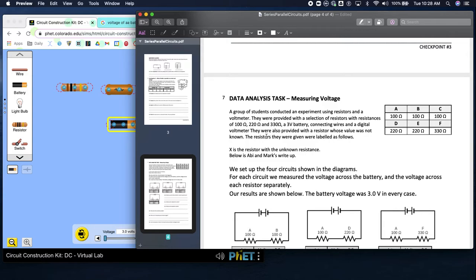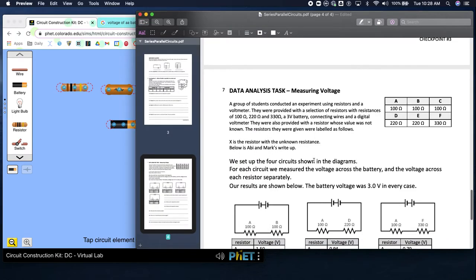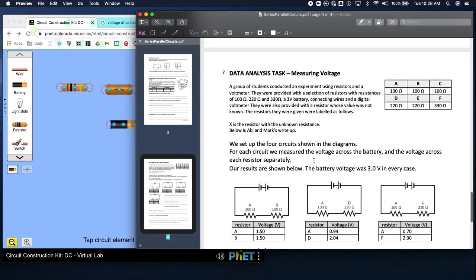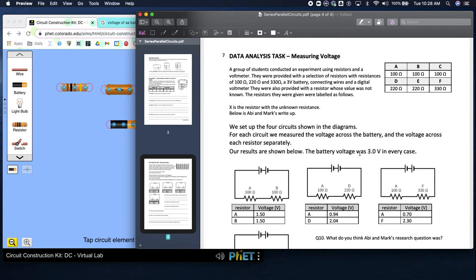They were also provided with a resistor whose value was not known. So I'm just gonna grab this guy. We don't know this guy's resistance, okay? The resistors they were given were labeled as follows. A, B, C, D, E, F.